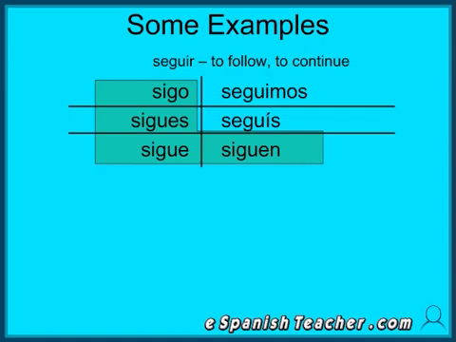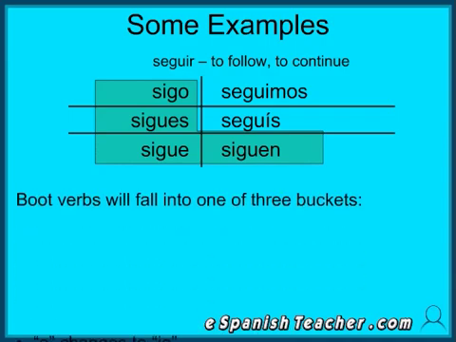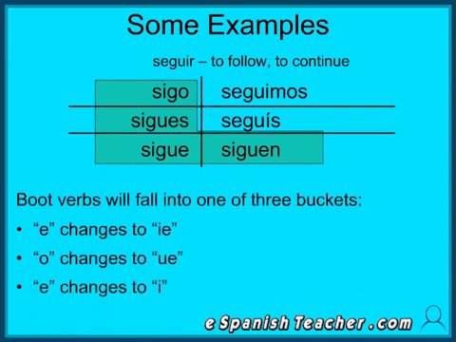The verb is seguir, which means to follow or to continue. Now this is an example of where E changes to I. So instead of yo sego, we drop the IR and the U in this case, and we add an O. At the same time, we change the stem from SEG to SIG, so the E changes to an I, and we get yo sigo.